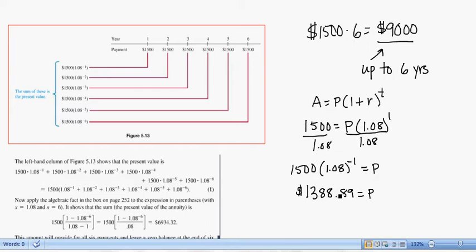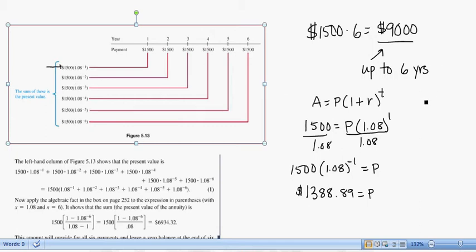So she's not going to need to put in the full $9,000. How much is she really going to have to put in to fund this account? Well, the answer is, after the first year, that's what this chart is saying, we have this 1,500 times 1.08 to the negative 1. That was the $1,300 we just found. She's going to need to put in that for that first year.